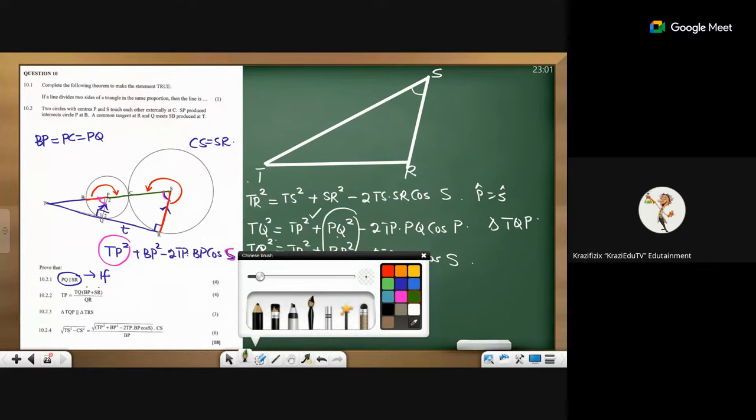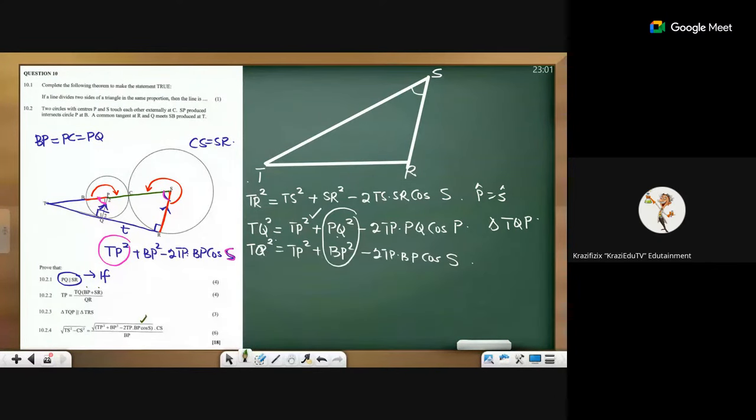Let's bring in all the other sides because we're only working with the cosine rule. What is CS and BP? CS and BP. Okay, fine. What is my TQ? My TQ is the square root of what? TP squared, BP squared, which is what I have there.